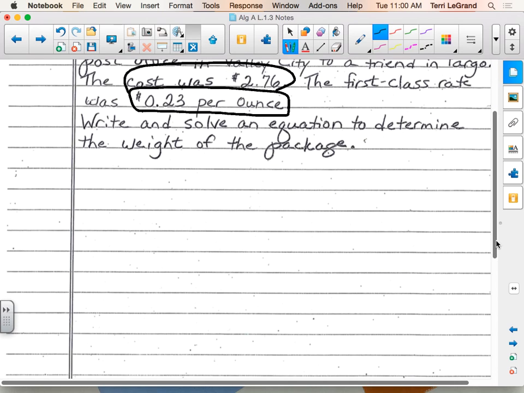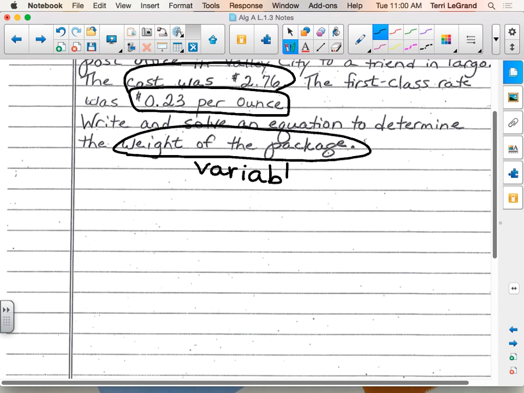So we're going to assign this our variable. This is our variable, okay? This is what we don't know. So we get to pick a variable. It can be W for weight, it can be X because X is used all the time, it can be your first initial. What should we go with? Okay, I'm going with W since I'm not really hearing anything.